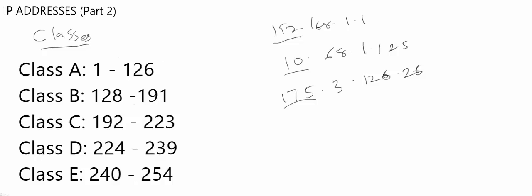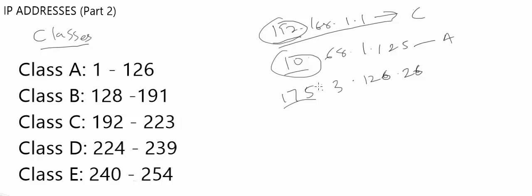So based on this classification here, we can see that this particular IP address falls in class C. Why? Because the first octet falls within the class C classification. Needless to say, this one also falls in class what? Class A. Yes, you guessed right. This is a 175. Where does 175 fall? It falls in class B. Class B IP addresses.